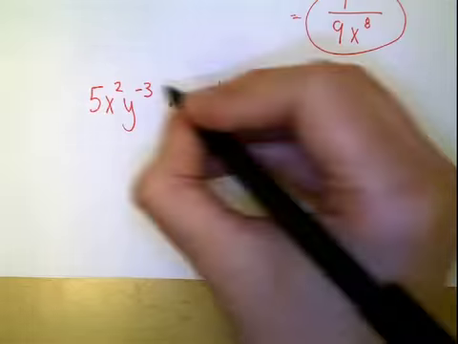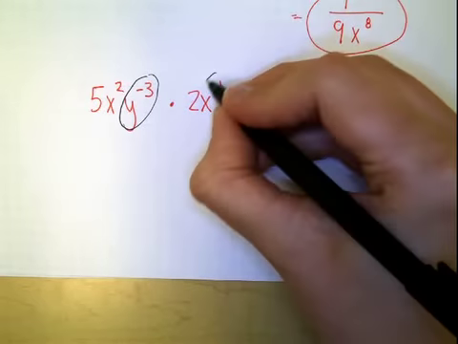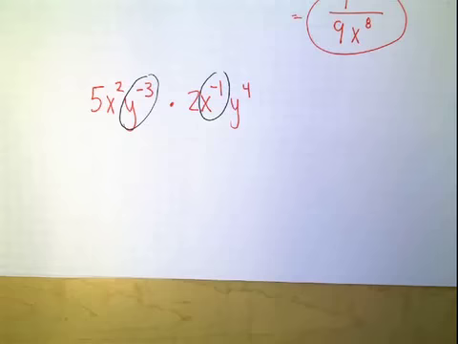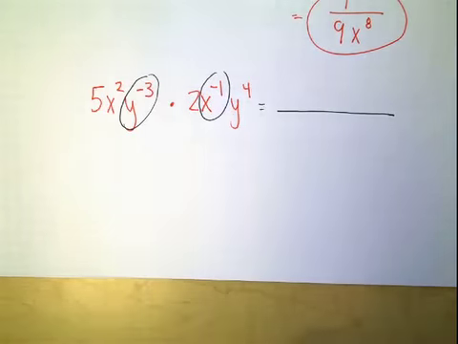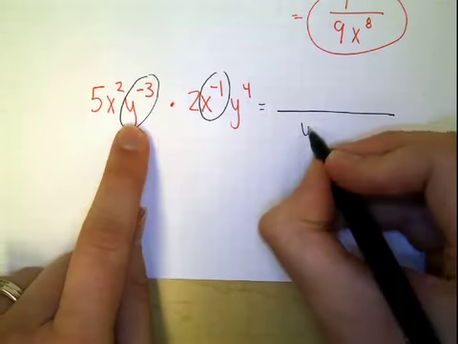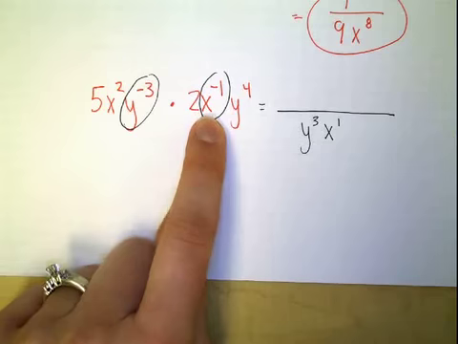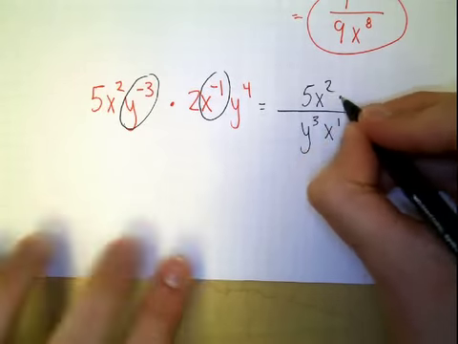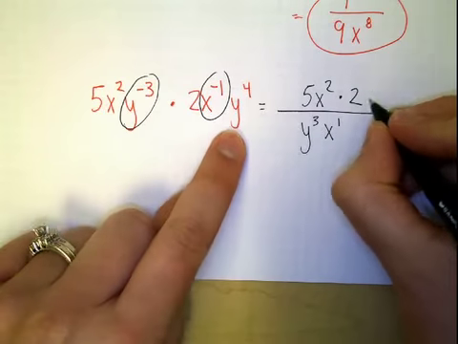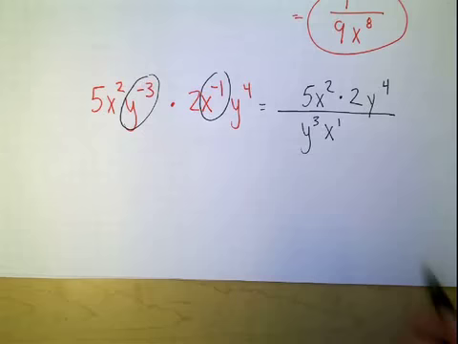Okay, so here's what you do. This thing is to a negative power, and so is x. They're both in the wrong location. So I'm going to rewrite this with a fraction, and I'm going to leave y to the 3rd down in the bottom because it was negative, and x to the 1, like that. Now the rest stays on top. I have a 5x squared, I have a times 2 here, and a y to the 4th. And now I just need to simplify my answer.